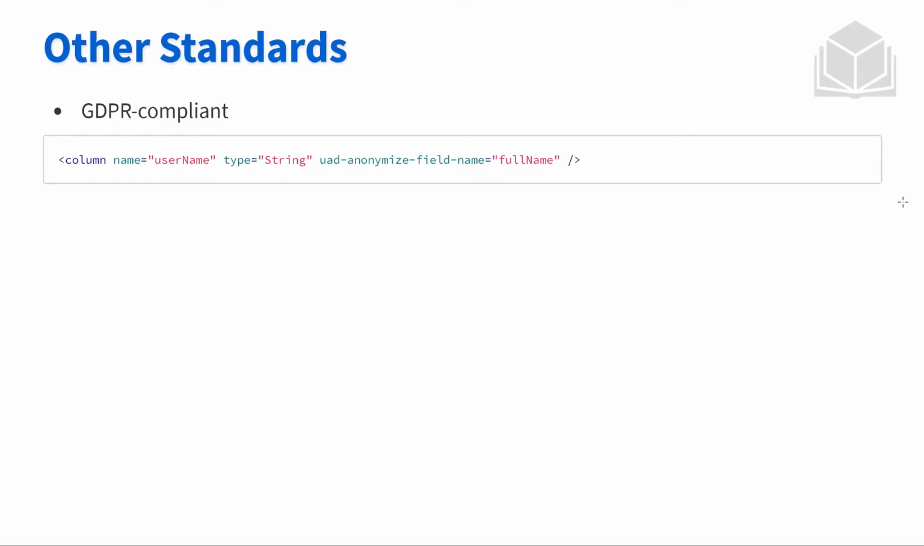Lastly, we have the GDPR compliancy, which is for the people that are in the EU. This helps to anonymize some of the data that we have inside of Liferay. And you can take a look right here. We have this field being anonymized, which is the full name.